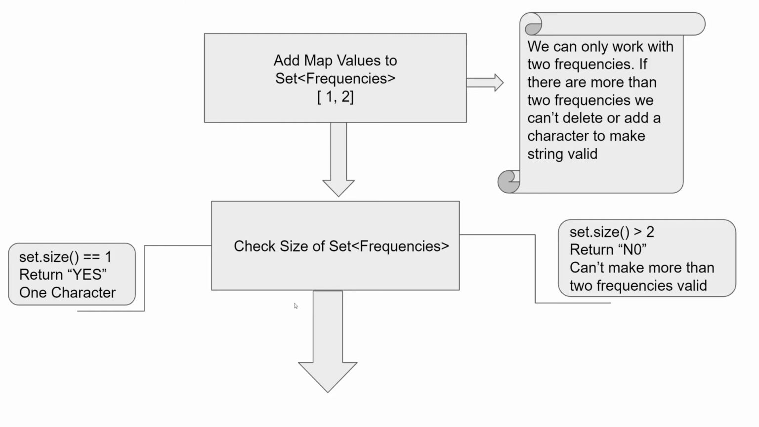And if we had anything that was greater than 2 frequencies, then we know that we can't deal with it, because we only need to delete the character once, right?